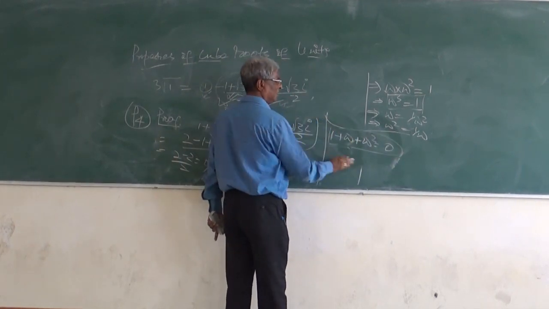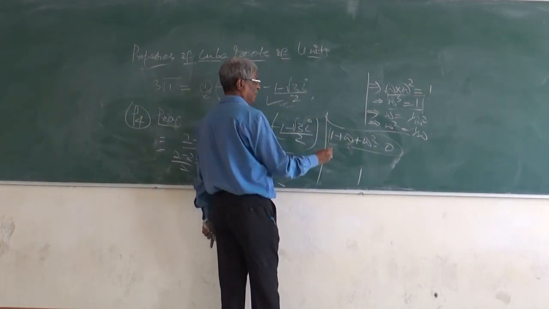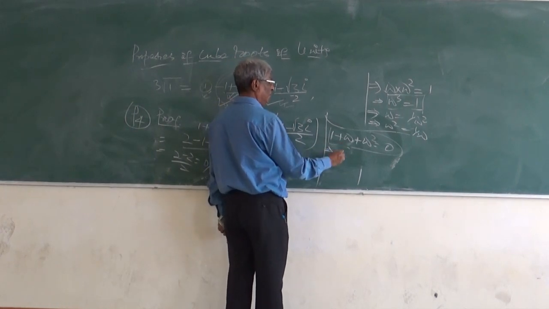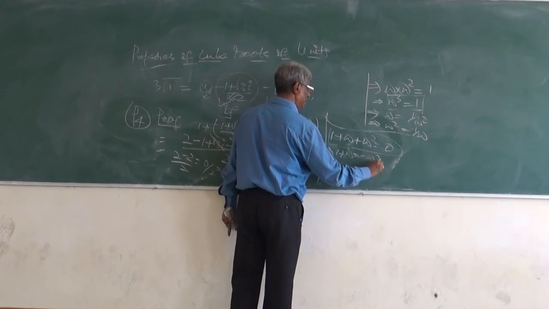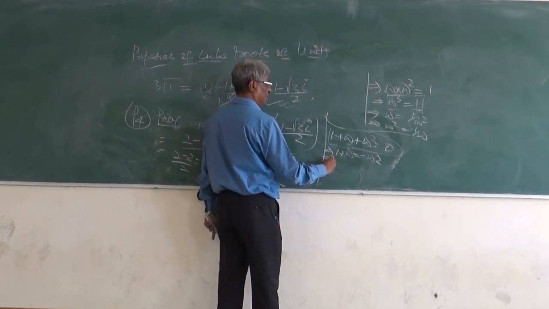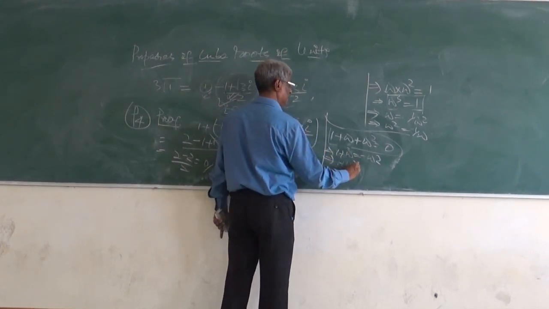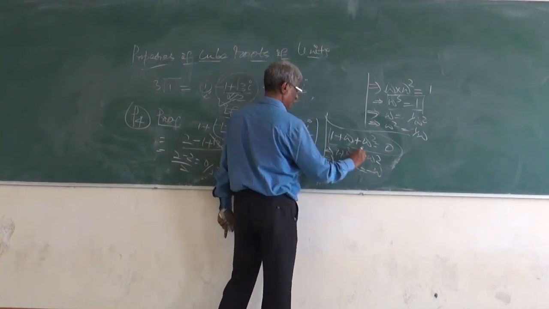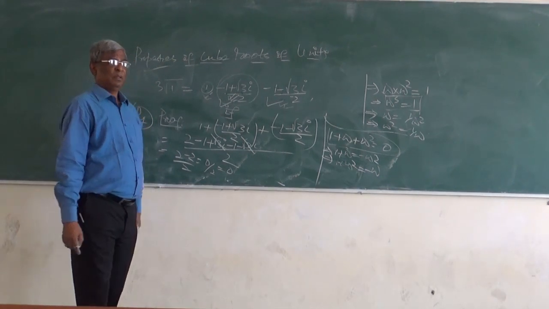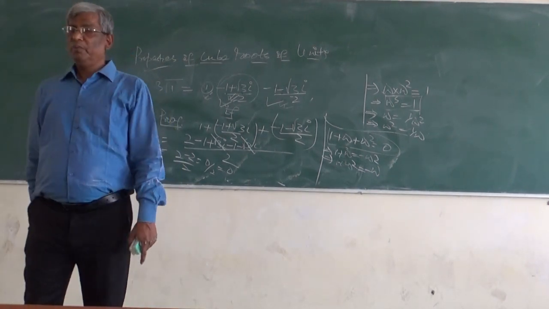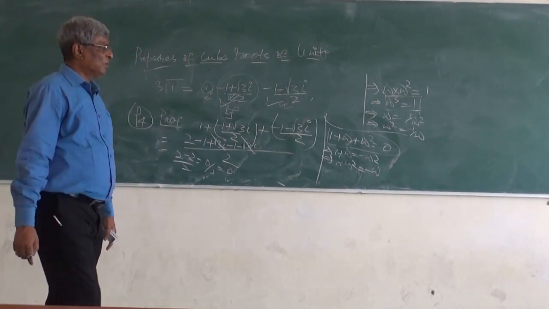This is the result. If you want to write this in another form, you can write it as 1 plus omega is equal to minus omega square, and 1 plus omega square is equal to minus omega. These are the two that help you in solving so many numerical problems related to your complex numbers.